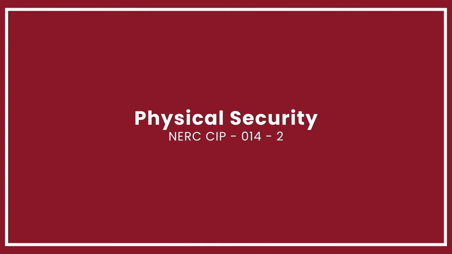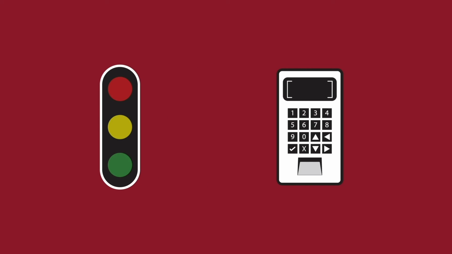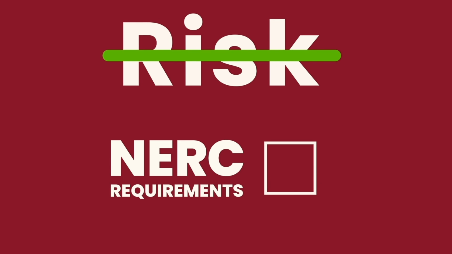Physical security. Instability, uncontrolled separation, or cascading within an interconnection are major concerns for transmission stations and transmission substations. This standard seeks to mitigate risks associated with these potential events through the implementation of NERC requirements.